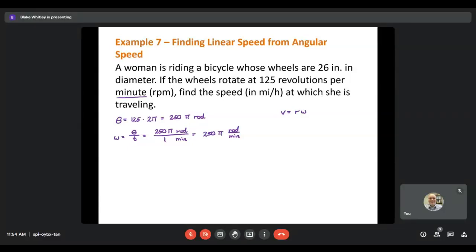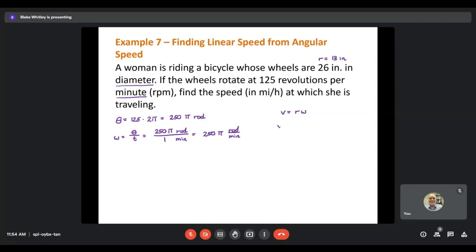So we need to know the radius, we need to know the angular speed. We just calculated angular speed. The radius here, we just have to be careful. Since we were given diameter is 26 inches, that means radius is actually going to be half of that. And so our radius is actually 13 inches this time. So just be really careful. Even though 26 inches is what's given, we need a radius. So make sure you cut that diameter in half to get the radius.